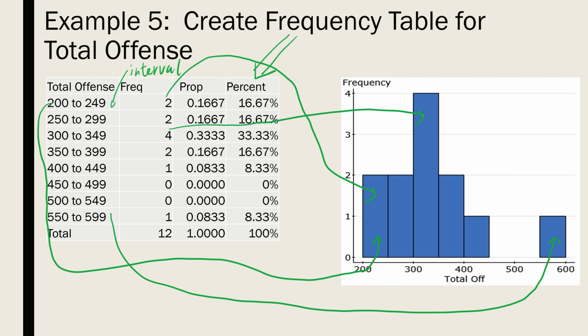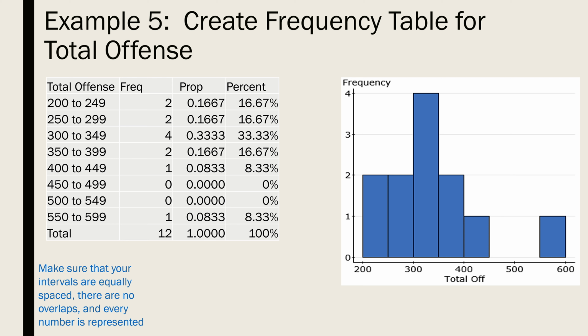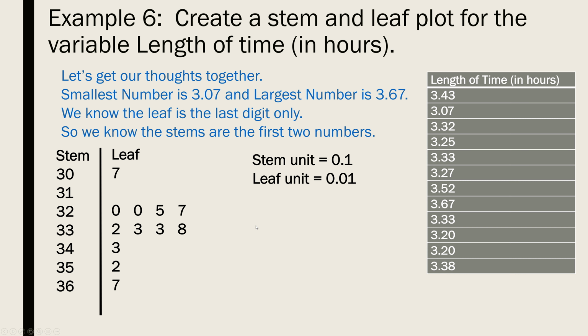If you manually create intervals, you want to make sure that your intervals are equally spaced and there are no overlaps, and every number is represented. Here is an example about the stem plot. First, I'll show you how you can relate the numbers from the stem plot to the frequency table here. I will use this row as an example.